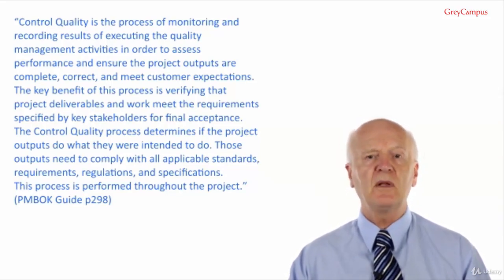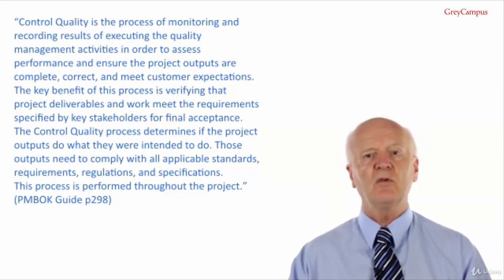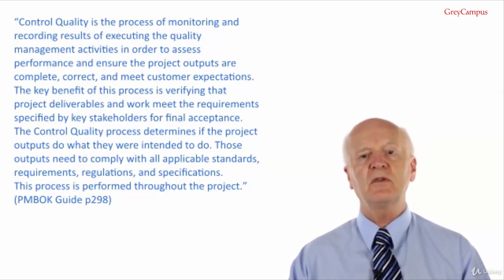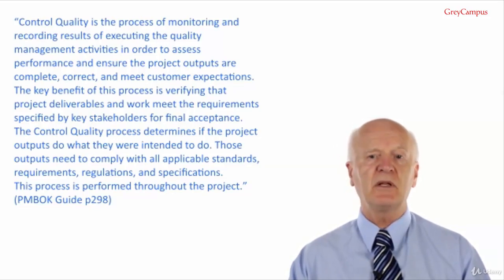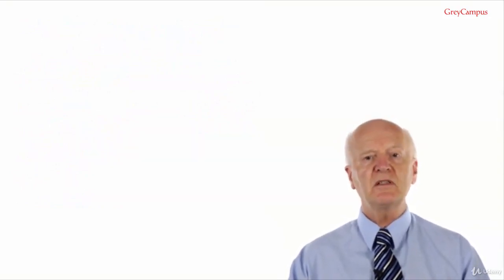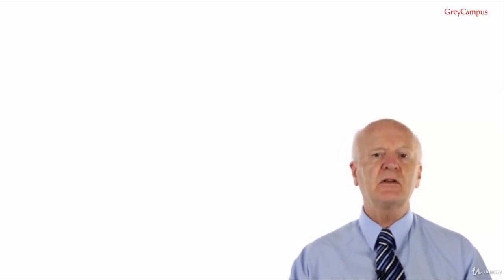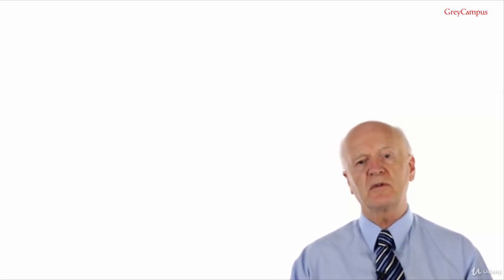These outputs need to comply with all applicable standards, requirements, regulations and specifications. This process is performed throughout the project, and that's from the PMBOK Guide, page 298. The control quality process is performed to measure the completeness, compliance and fitness for use of a product or service prior to user acceptance and final delivery. The control quality process is concerned largely with checking attributes of the product or service being produced, which means the physical properties, and ensuring that they match the scope within tolerances if any.